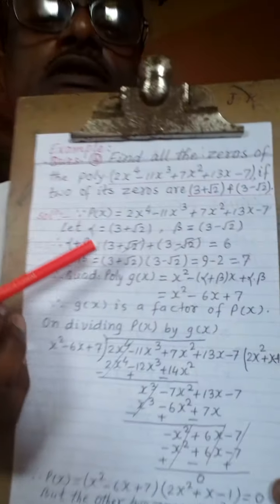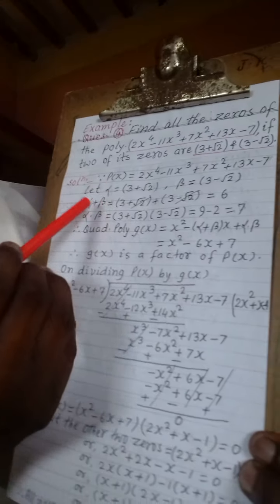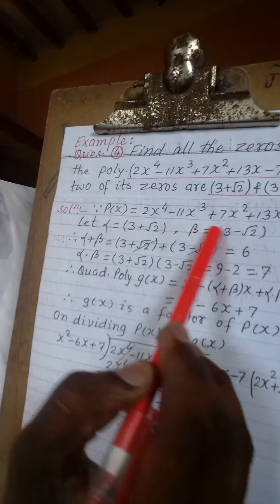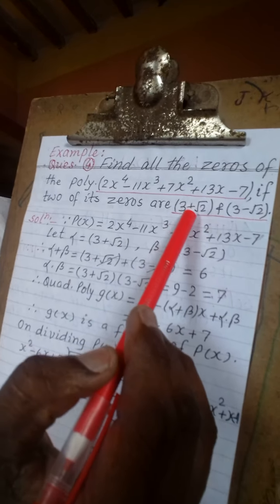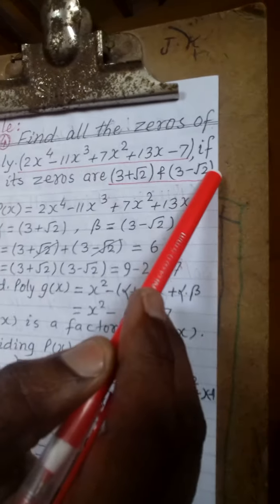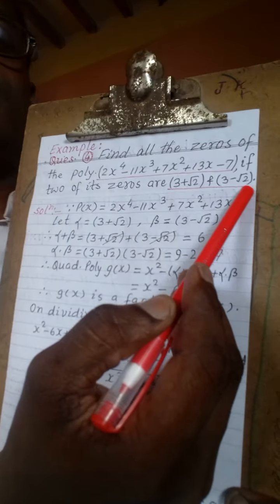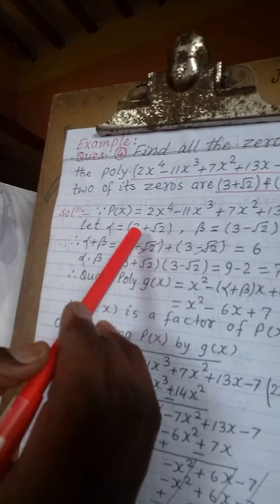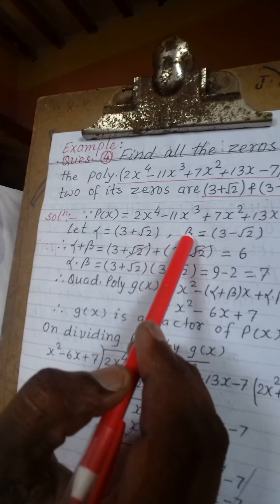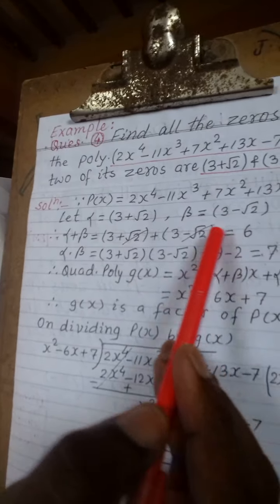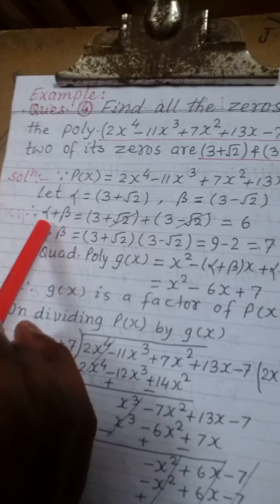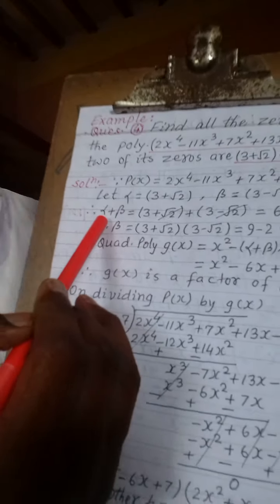For the solution, first of all, we will write the given polynomial p(x) is equal to this, and in another line we let alpha be equal to 3 plus root 2. Since this is the first zero and this is the second zero of this polynomial, we will write the first zero alpha is equal to 3 plus root 2 and the second zero beta is equal to 3 minus root 2. Clear, student?